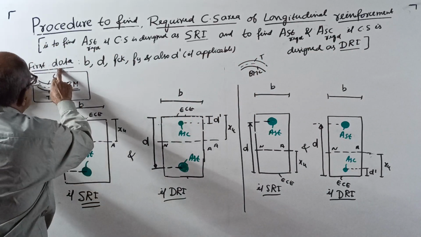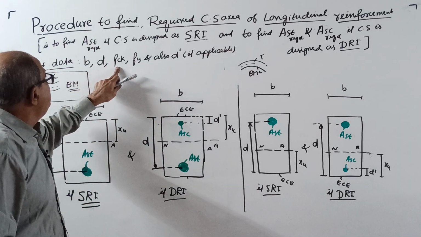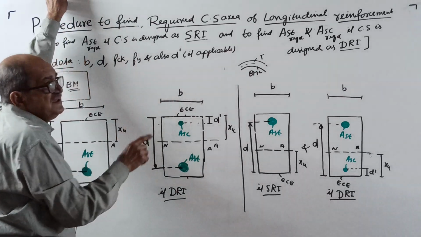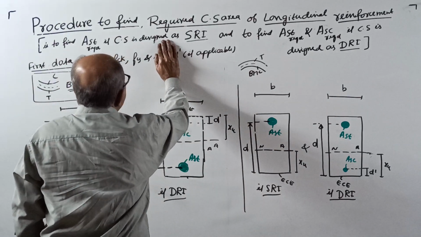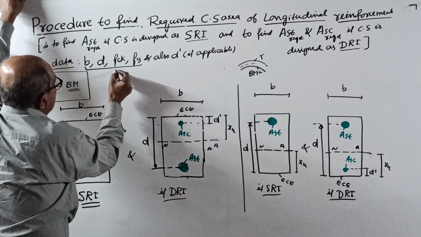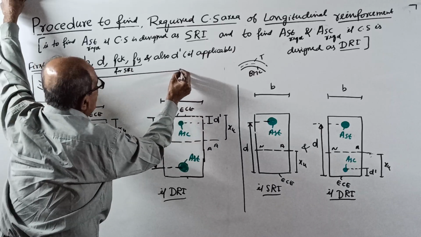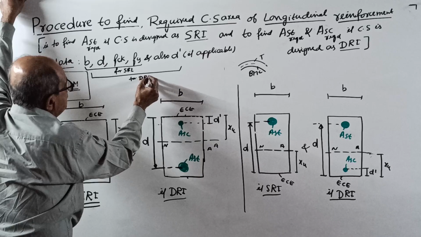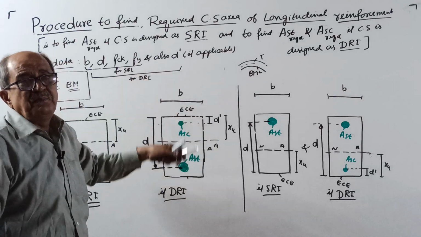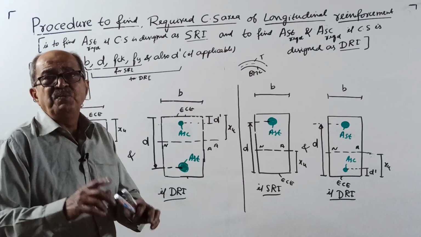The data: B should be known, D should be known, FCK, FY also known. Along with that, in case it comes singly, that's all. This is for singly reinforced, whereas this is for doubly reinforced. If it is doubly reinforced, all this data is required, apart from that one extra, that is D dash. I am going to put the sketch here.